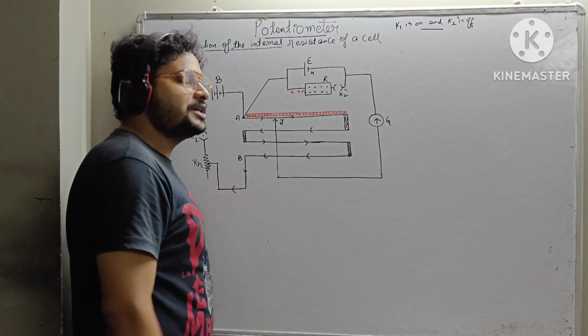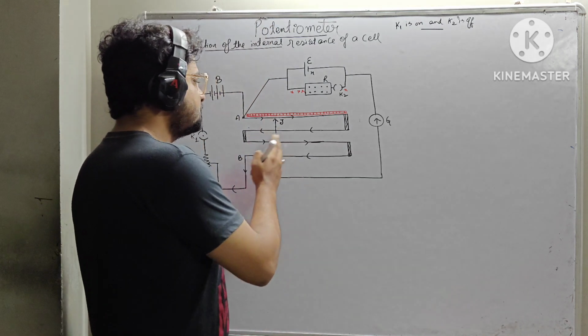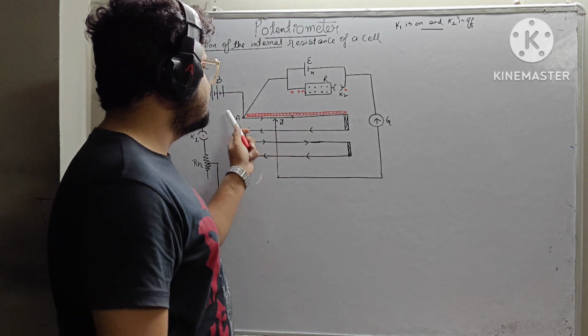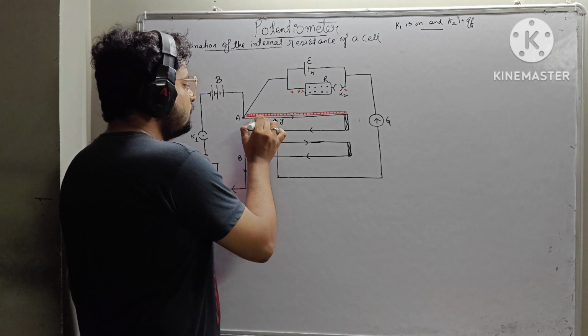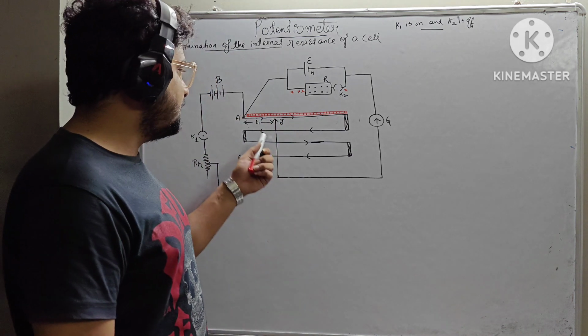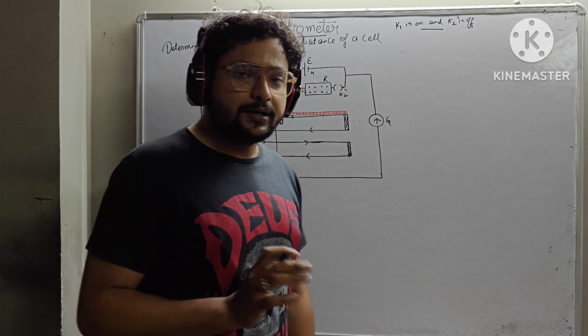Fine. So first you have to search the null point. You know how to search the null point. Many times I told how to search the null point. Just move your jockey all over the wire, and to find out the distance you have a scale over here. Suppose at a distance L1 you get the null point.